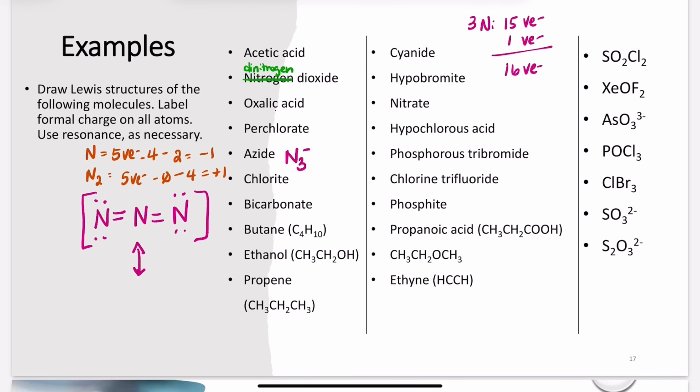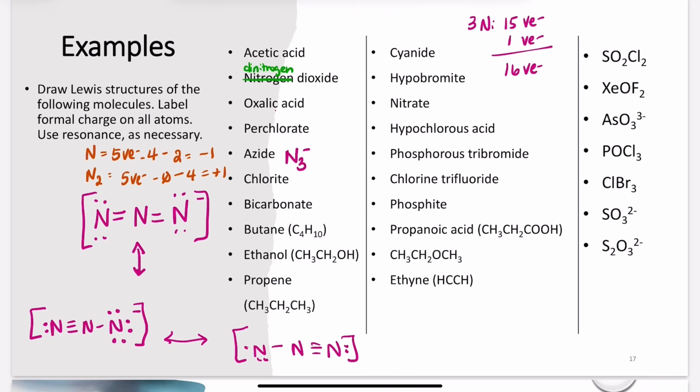This is your resonance structures. I don't have space to write this in the exact same spot, so I'm going to have to write them down instead of across. But what if I instead did a triple bond here and a single bond here? Or a single bond here and a triple bond here? All of these are valid Lewis structures. They're all following the rules of Lewis.